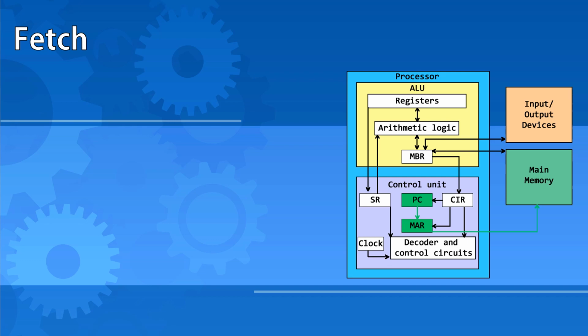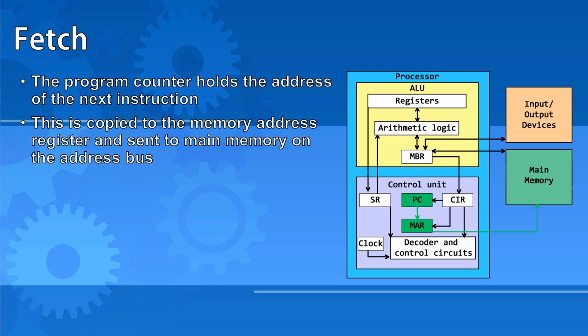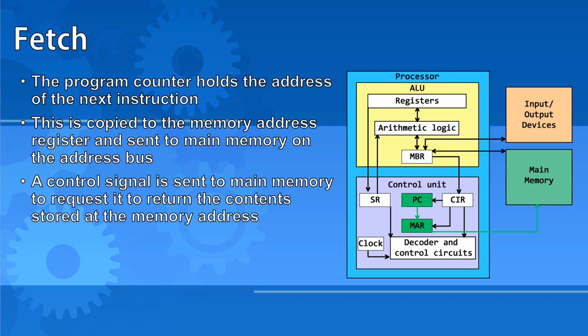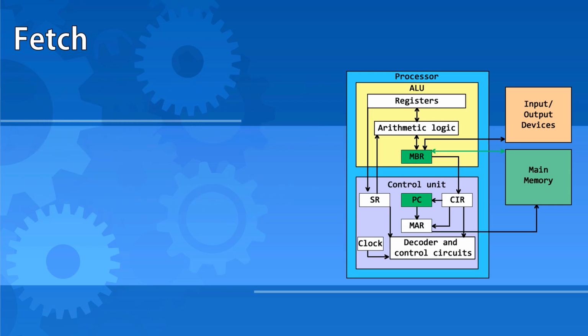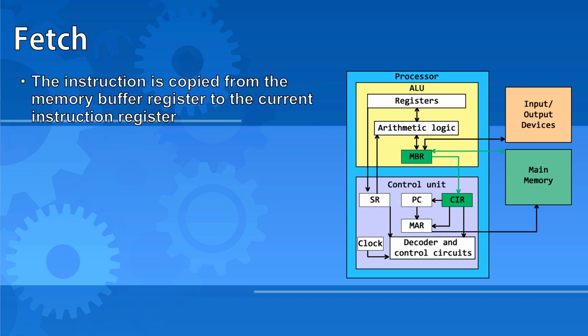We start with the program counter, which holds the address of the next instruction. This address is copied to the memory address register and sent to main memory on the address bus. A control signal is sent to main memory to request it to return the contents stored at the memory address. The instruction stored at the specified location in main memory is sent to the memory buffer register on the data bus. At the same time, the program counter is incremented so that it shows the address of the next instruction to be fetched. The instruction is then copied from the memory buffer register to the current instruction register.